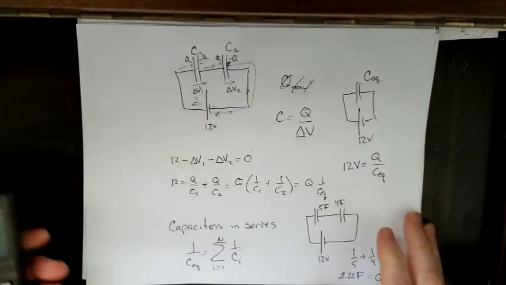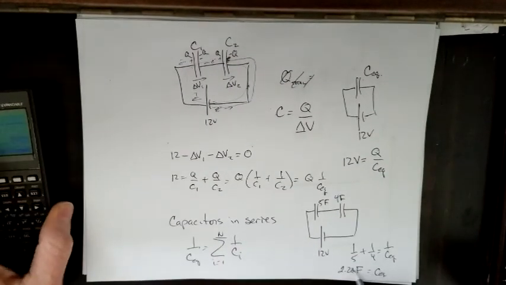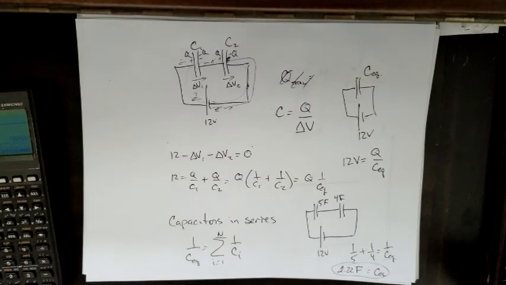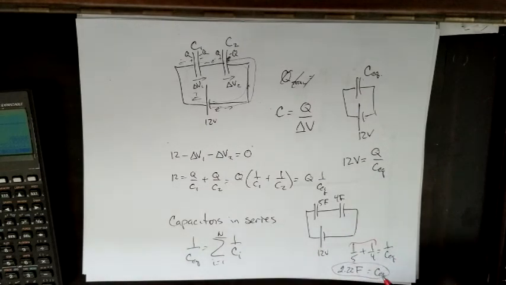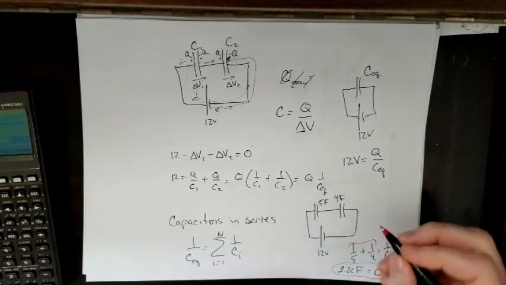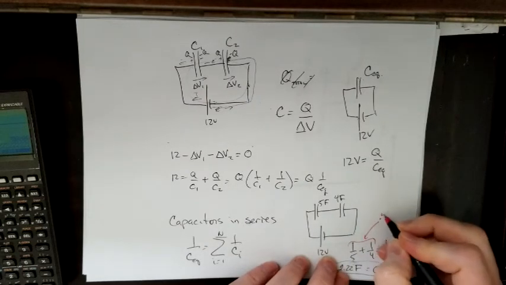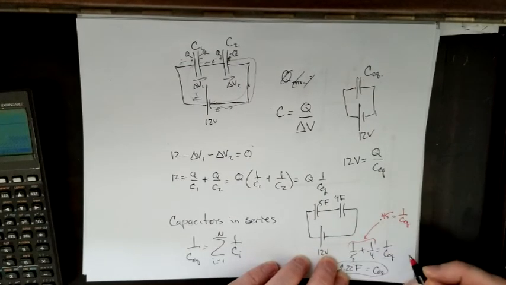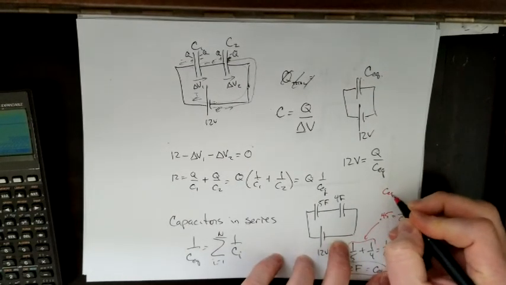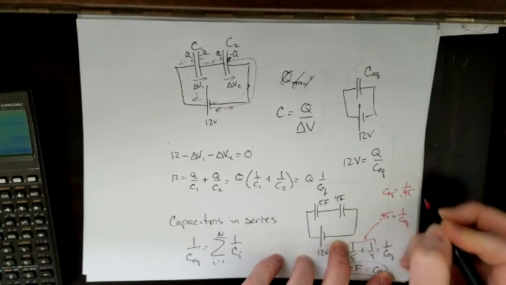Now, I recommend that you try this at home, making sure that you understand it. Probably the biggest mistake I see is people get to adding these two, and then they forget to do the reciprocal at the very end. Because when I add these two together, I get 0.45. That's equal to 1 over the equivalent capacitance. And so the equivalent capacitance is 1 over 0.45.